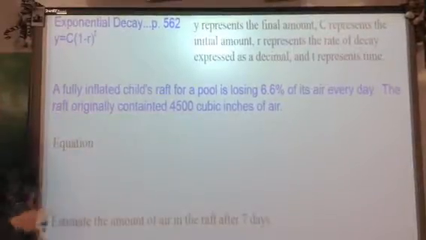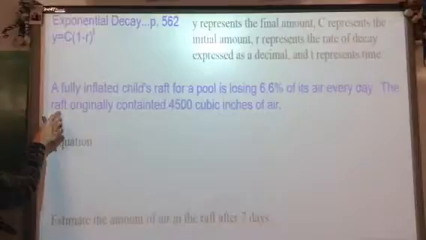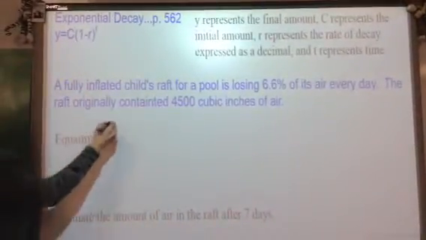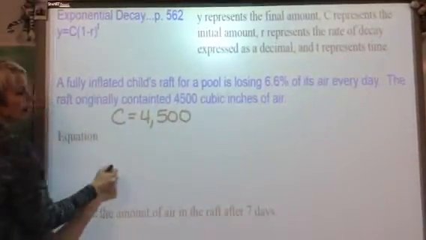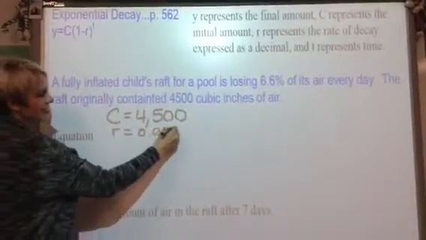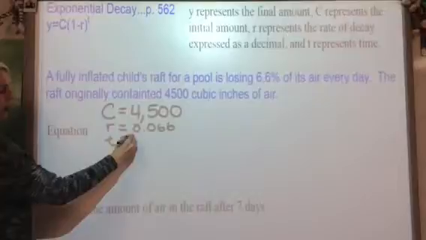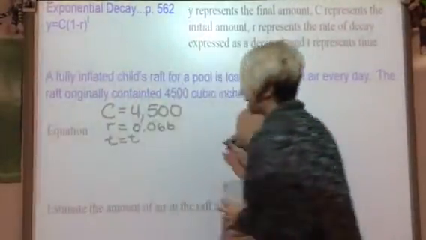A fully inflated child's raft for a pool is losing 6.6% of its air every day. The raft originally contained 4,500 cubic inches of air. So our C amount is our 4,500, that's our initial amount. Our R is 0.066 because it was 6.6%. And we're not going to worry about our time here because we're just supposed to write an equation first, so we're going to leave T as T.